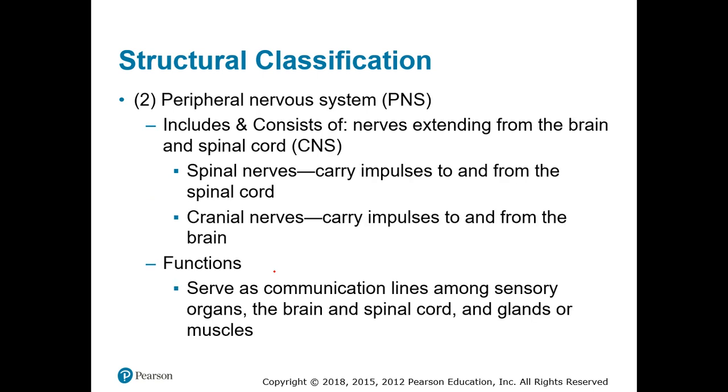Your peripheral nervous system, on the other hand, which is abbreviated PNS, includes any nerves that come off of your brain and spinal cord. So spinal nerves, these are going to come off of your spinal cord. Cranial nerves, these are going to come off of your brain. The function of this is not to be the boss. The function of this is to relay the information. They are the communication lines that take what your brain is saying and give it to the organ, gland, or muscle that needs that information.